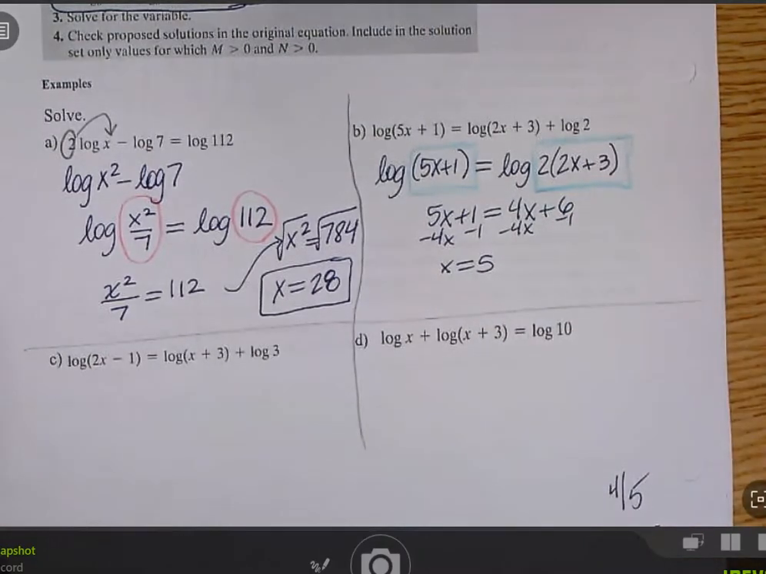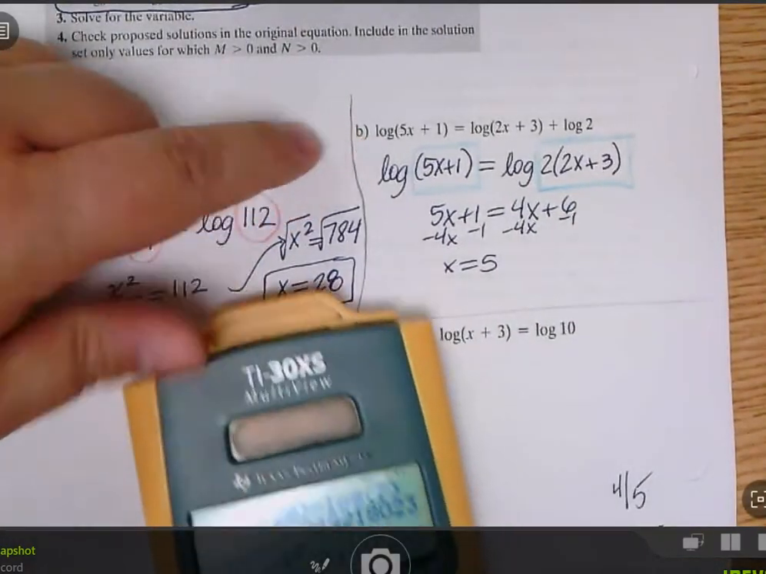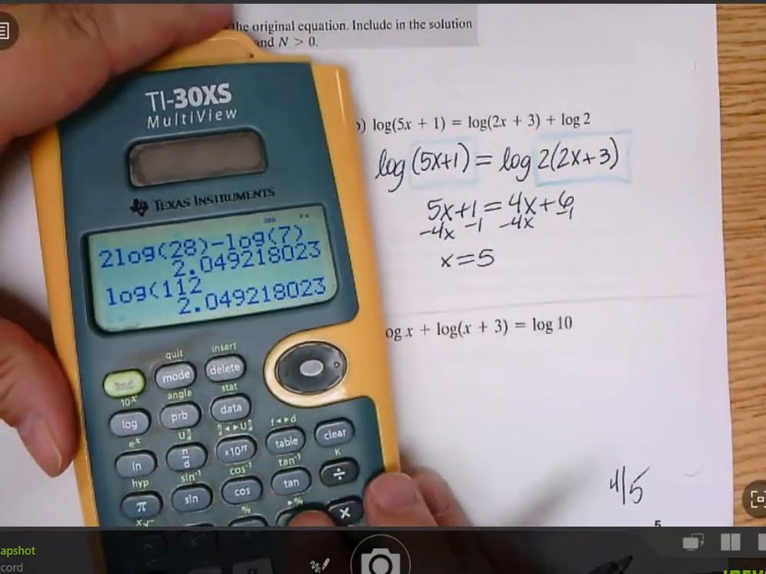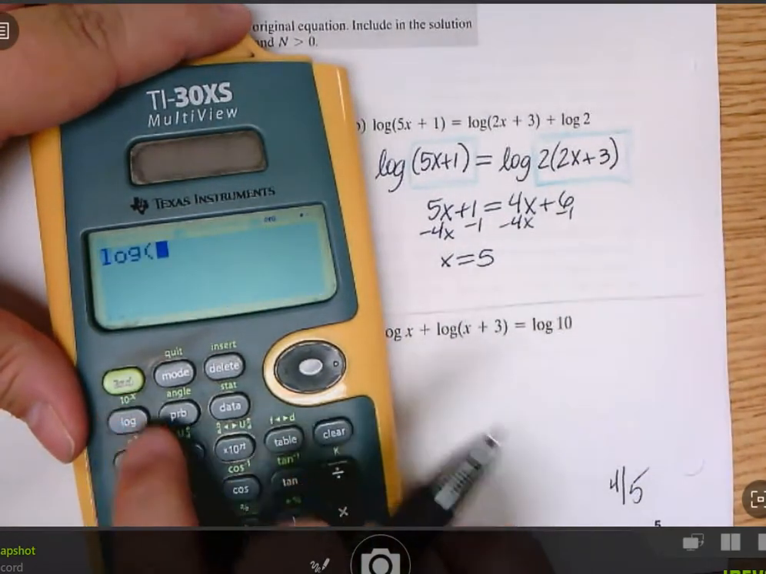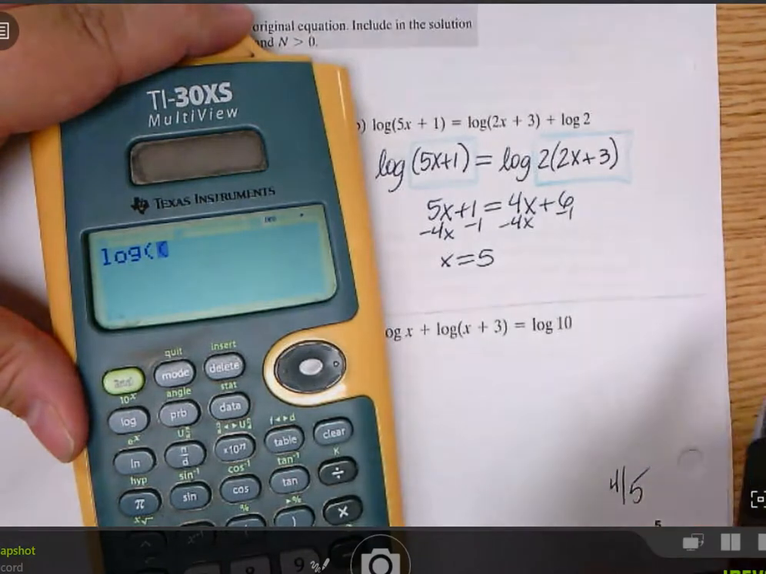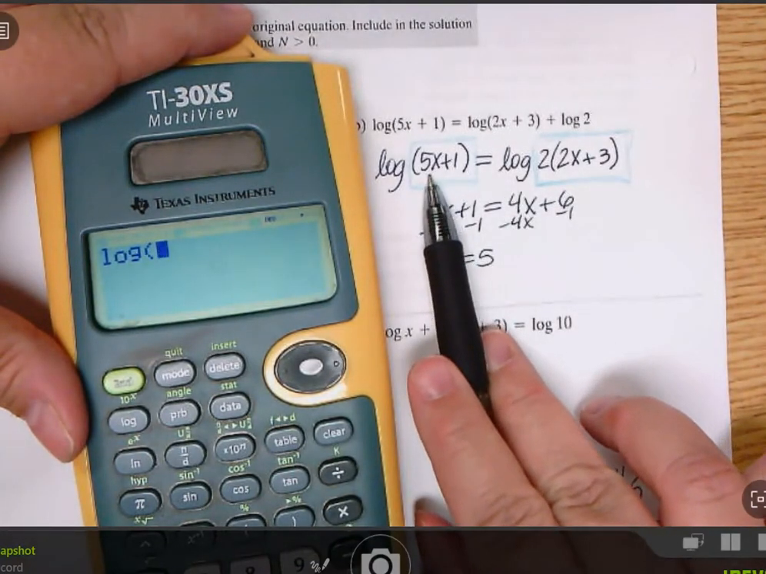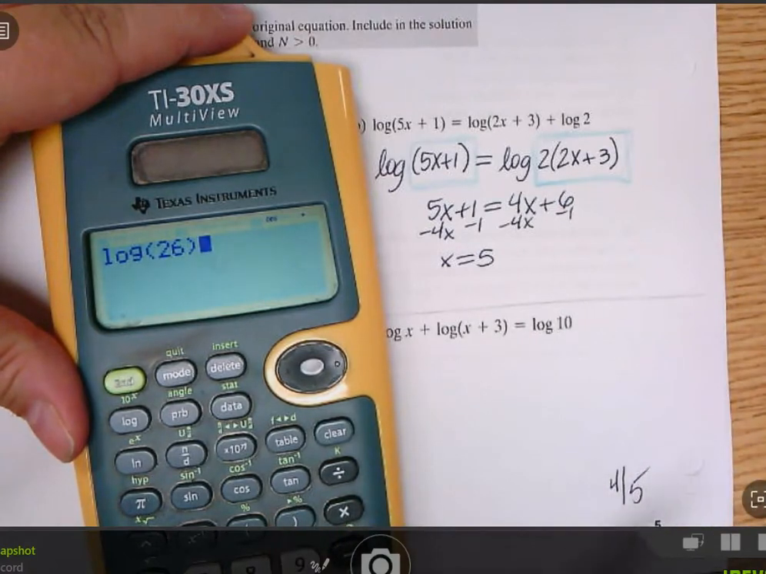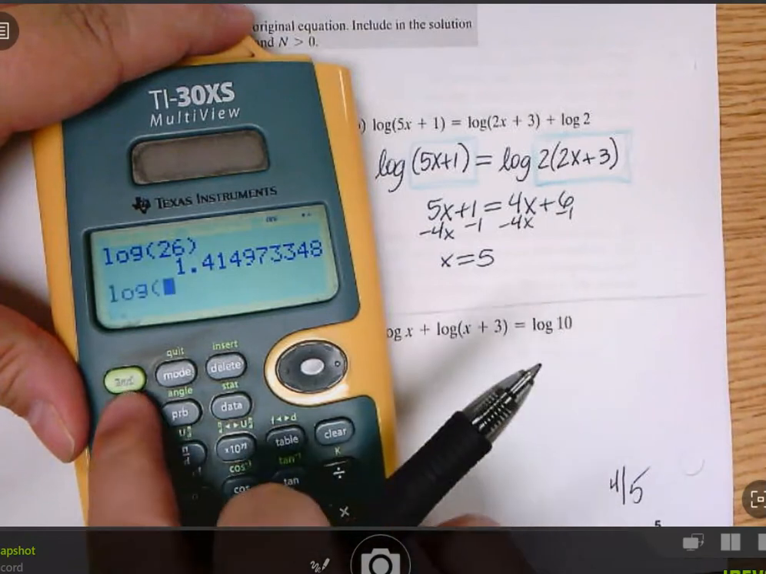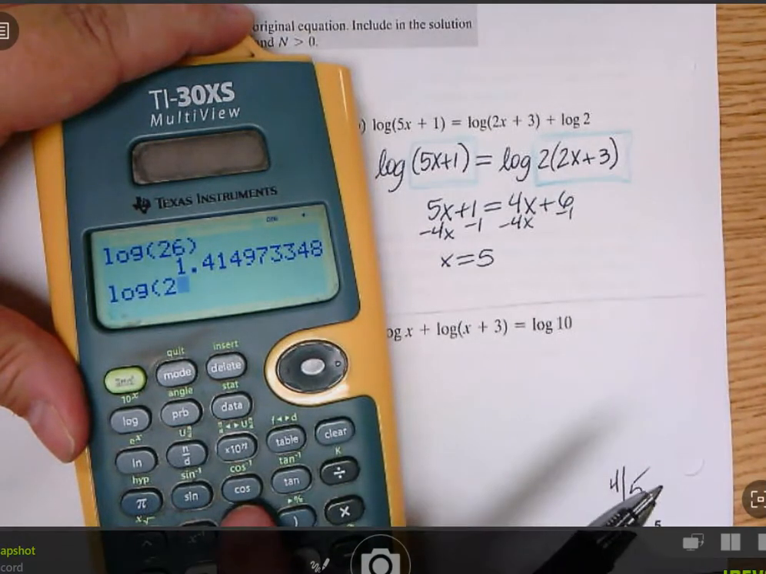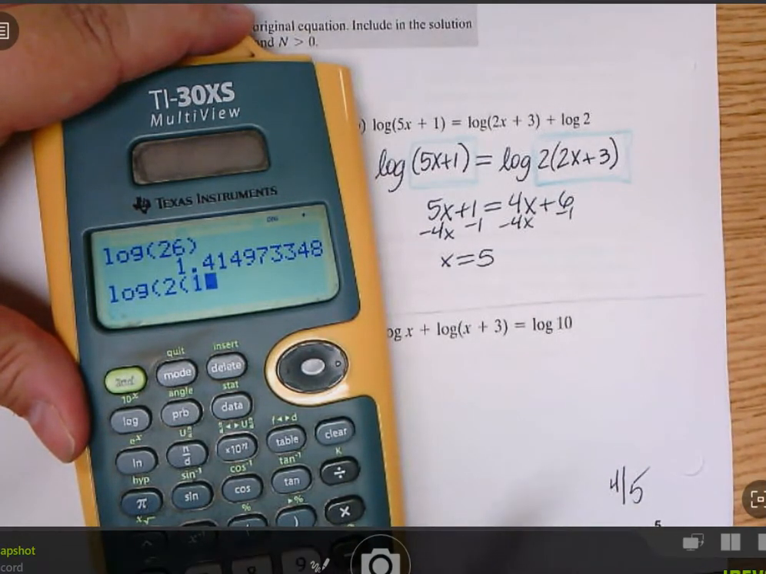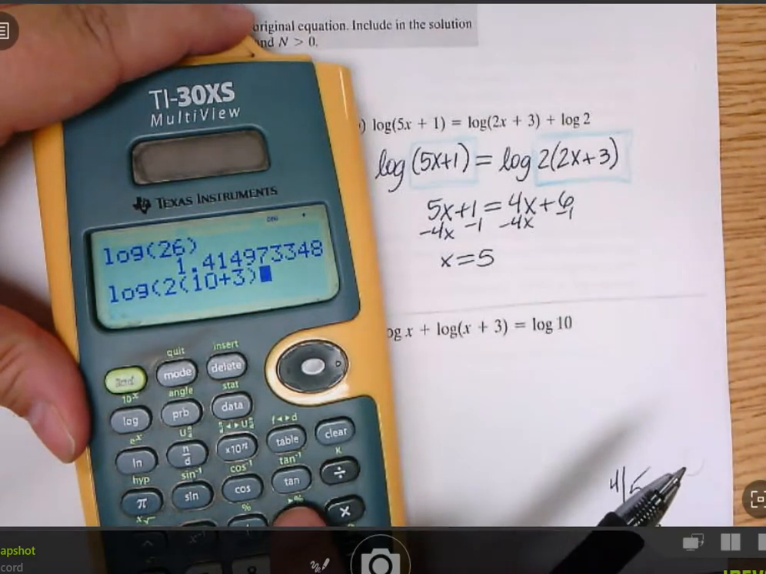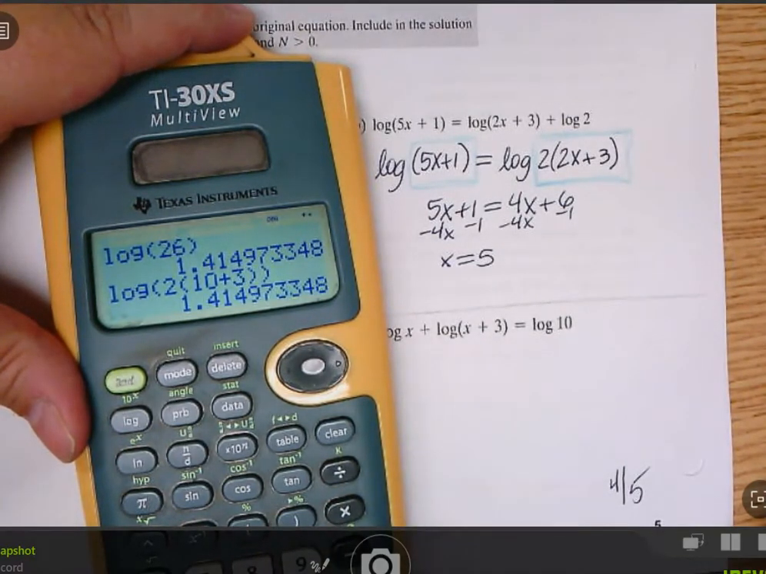Then I'm going to go back up here and plug in to check, because it's a log equation. So log of 5 times 5 is 25 plus 1. So that would be 26. And over here, I've got log of 2 times 5 is 10 plus 3, also 26. So yeah, it's going to work.